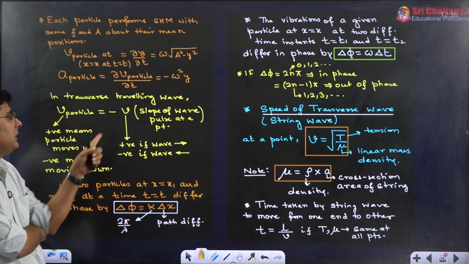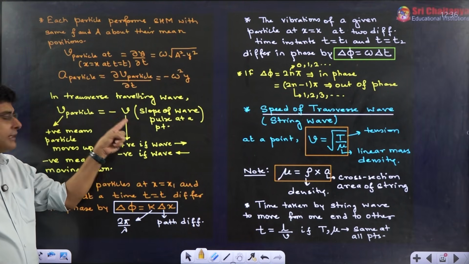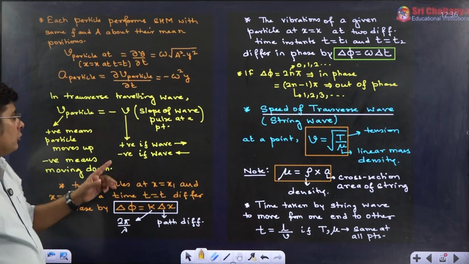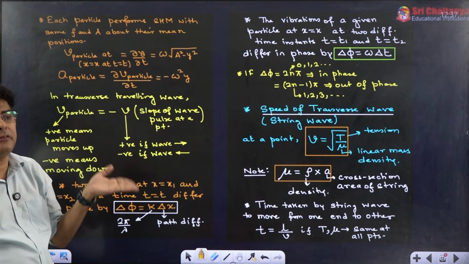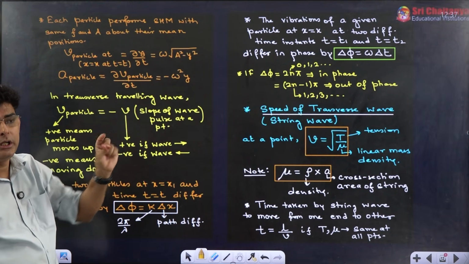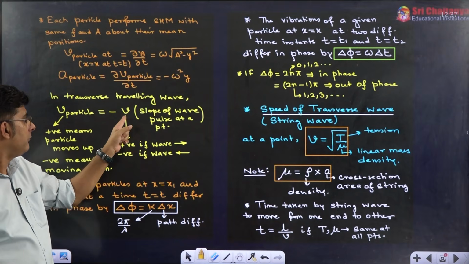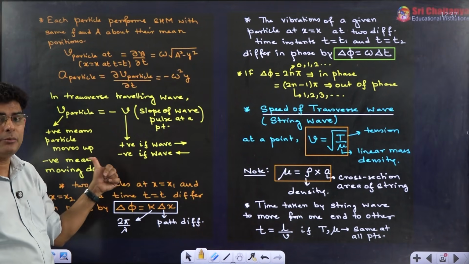So particle velocity and wave velocity are related by this mathematical formula. V particle is minus V, wave velocity, multiplied by slope of wave pulse at a point. So if the wave pulse or the shape of the pulse is given, at any point see whether the pulse is going up or coming down. If it is going up, positive slope. If it is coming down, negative slope. Clear? V, you will take positive if wave is moving right side, negative if wave is moving left side.